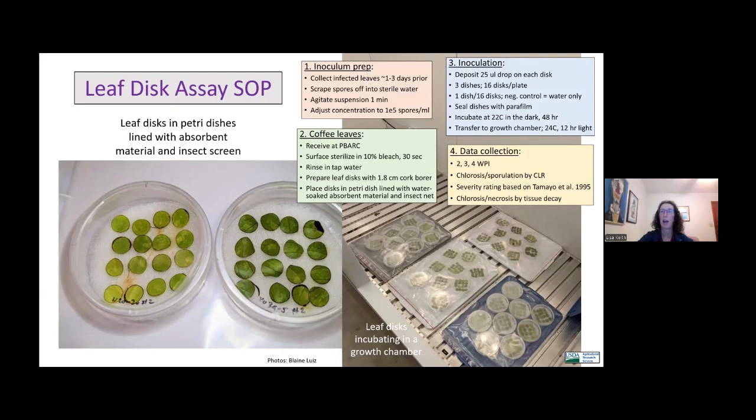Then you would apply the inoculum as a liquid drop onto the surface, and seal up the plates with high humidity in the dark for 48 hours, transfer to the light, and start taking data weekly for 4 weeks post-inoculation. We were doing severity ratings based on a rating scale of 0, no reaction whatsoever, to highly severe: necrotic, chlorotic, with abundant spore production.